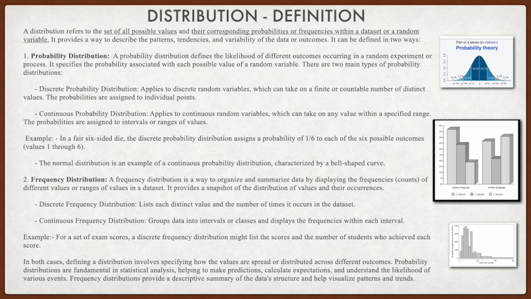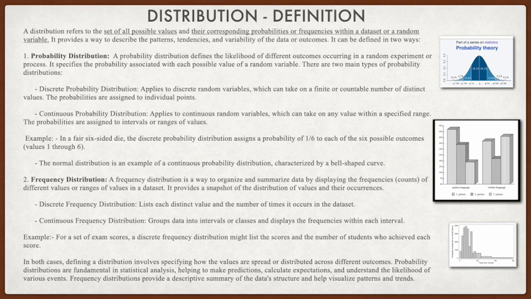So next, if we see frequency distribution. Frequency distribution is a way to organize and summarize data by displaying the frequencies, counts of different values or ranges of values in a dataset. It provides a snapshot of the distribution of values and their occurrences. Discrete frequency distribution lists each distinct value and the number of times it occurs in the dataset. Continuous frequency distribution groups data into intervals or classes and displays the frequencies within each interval.